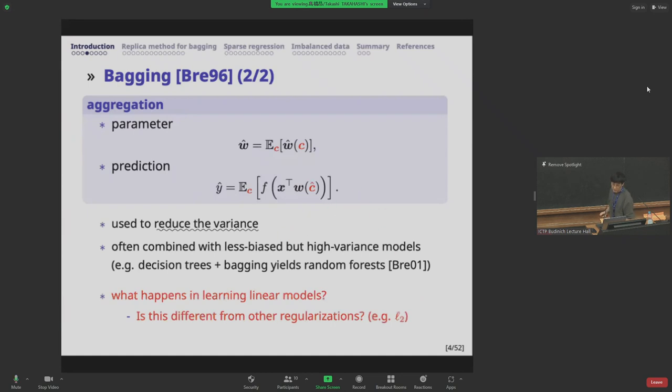What I'd like to know is what happens when bagging is used with linear models, which are the simplest variant of neural networks. Especially, I'm wondering about the difference between just standard ridge regularization or L2 regularization and bagging. Typically, in learning linear models, we can use L2 regularization or similar regularization to reduce the variance. Are these two different? This is a question I've been considering recently.